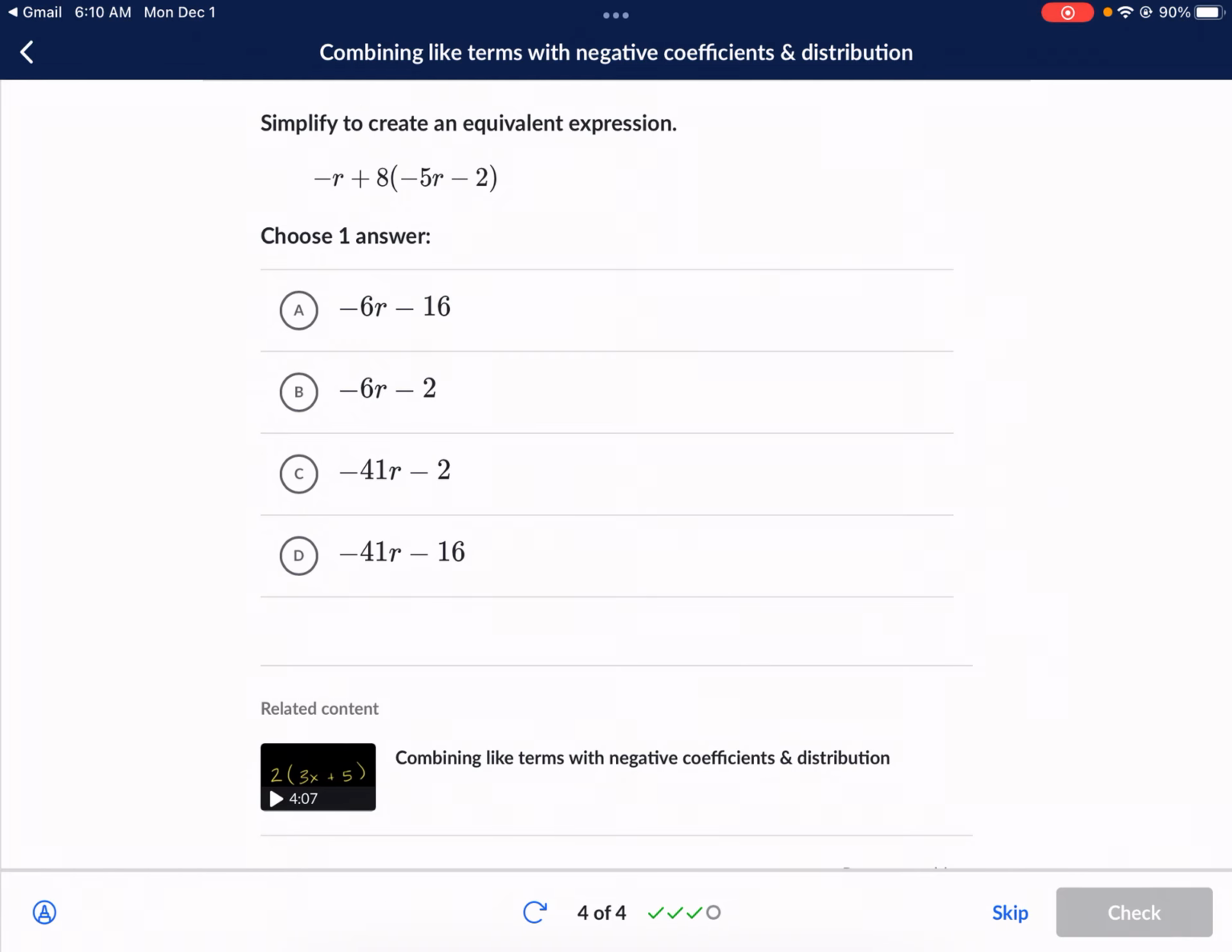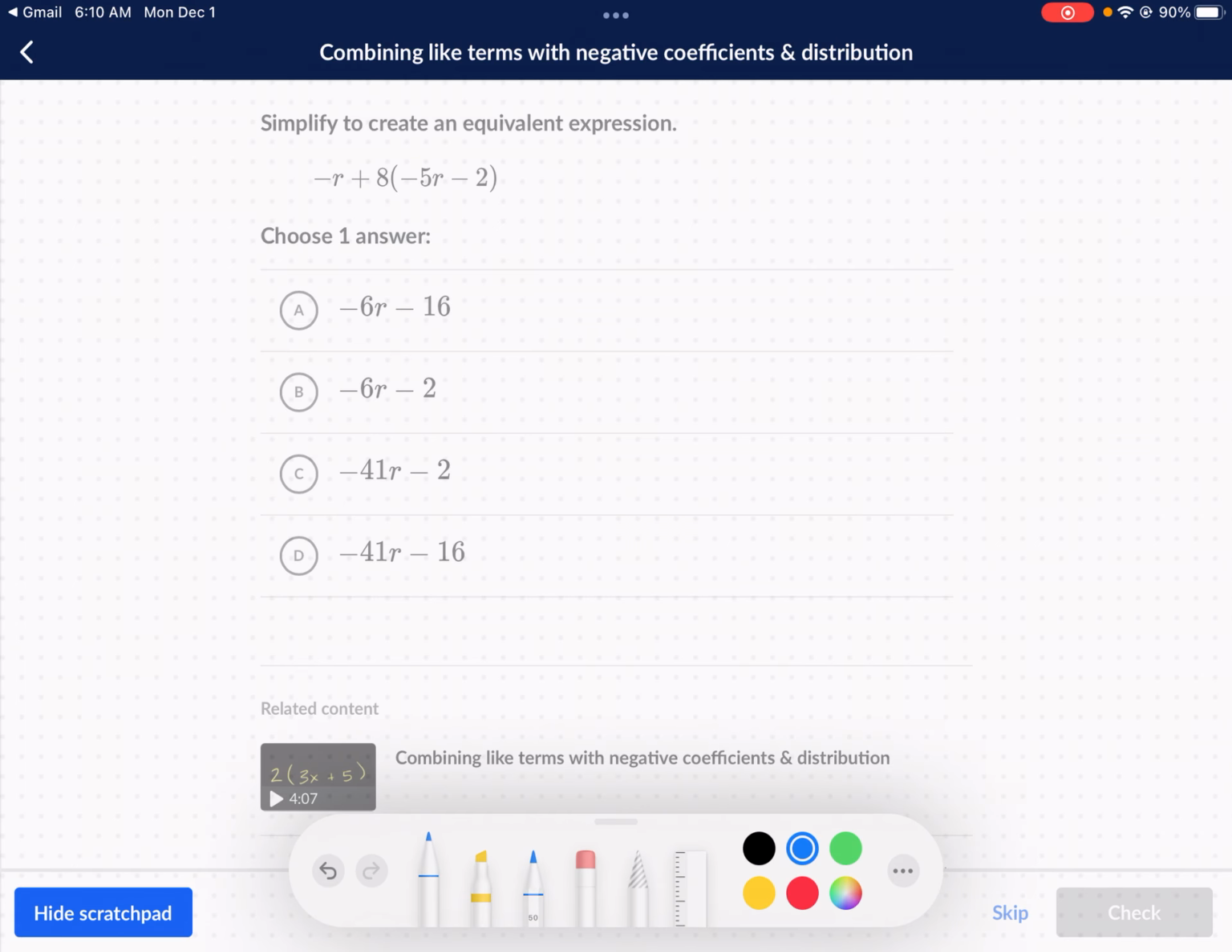Something else I want to keep in mind. So I should have mentioned this in the previous one, but anytime you have a plus, so for example, if it were, I don't know, 5 plus 5r, negative 5r minus 2, a lot of people think, oh, I got to distribute that addition. No, you're not going to do that. You only do distribution when there's implied multiplication. So in this case, there's only the 8 that's multiplying, so we're going to do that first.